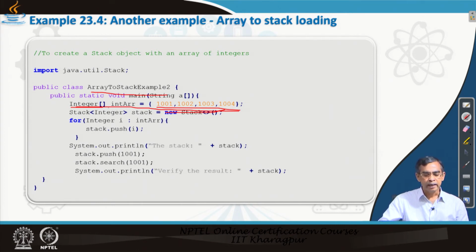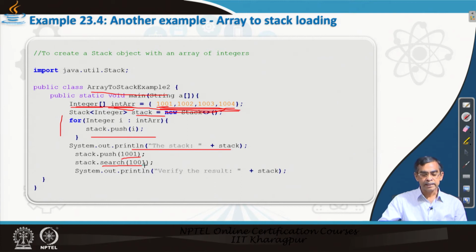So you can create an array first, and this array is initialized with these four numbers. Then again using a for loop, for each element in this array we can go on pushing, and finally we will print it. Now here you can see the stack actually contains all the elements. If you go on pushing another element, it will not be a problem, because it allows duplicate elements to be added there.